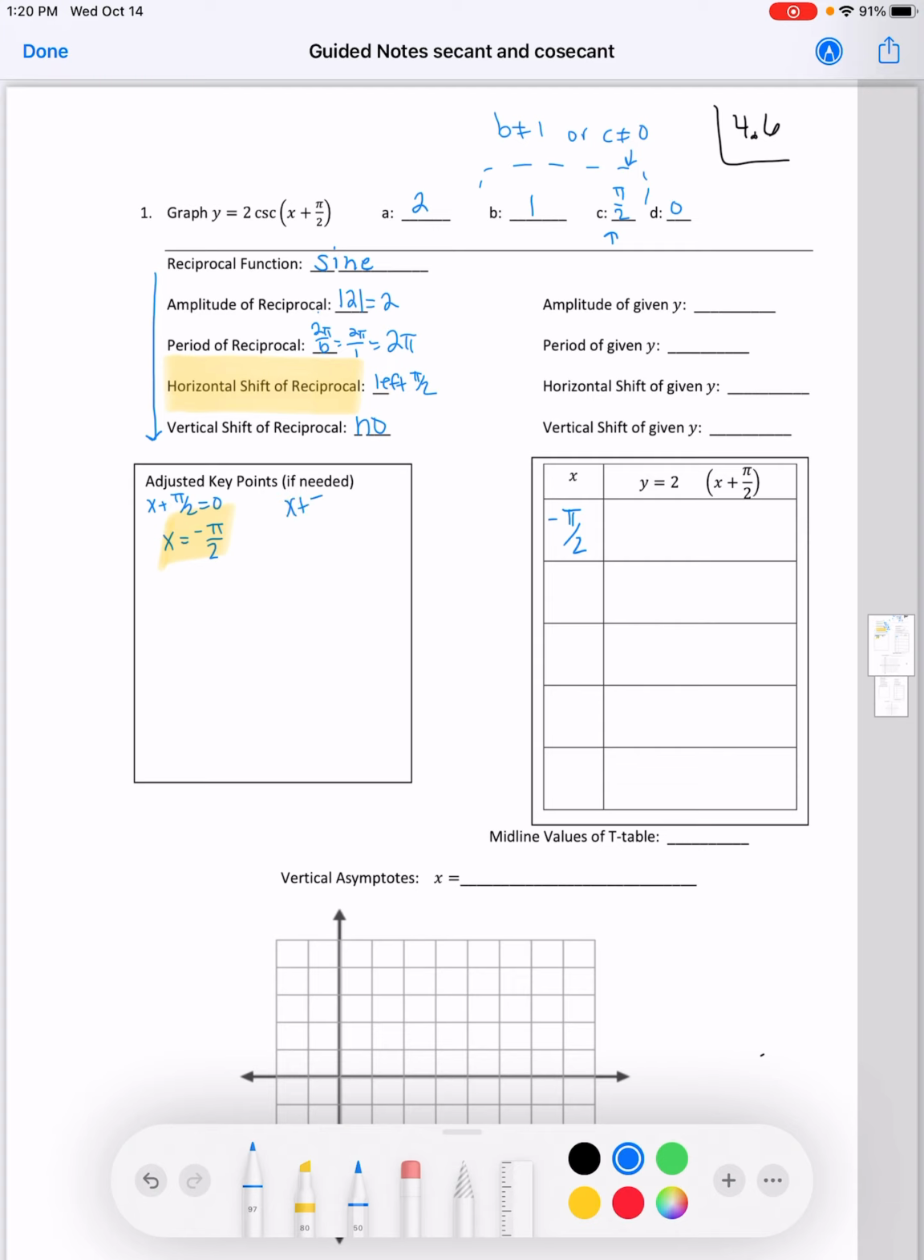X plus pi over 2 equals pi over 2, I get x equals 0. X plus pi over 2 to equal pi, I get x to equal pi over 2. X plus pi over 2 to equal 3 pi over 2, I get x to equal pi.